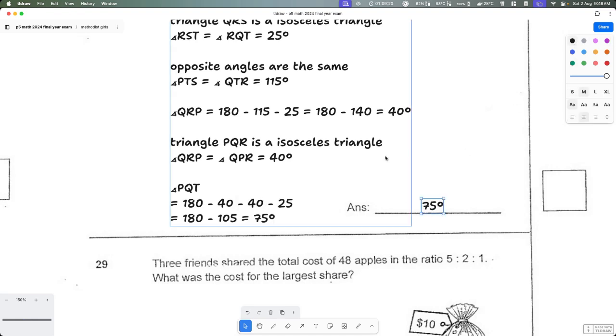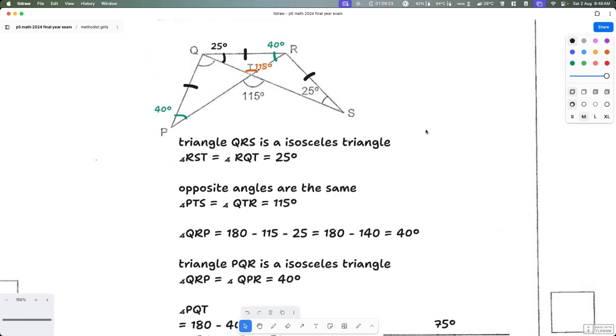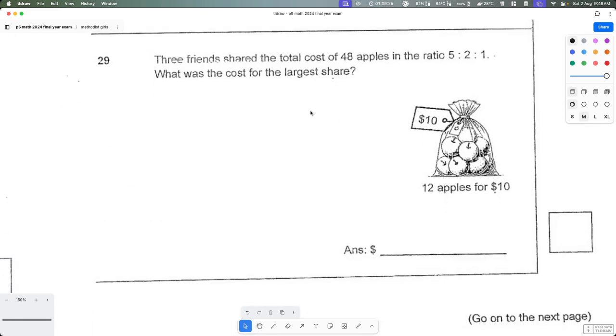All right, so that's it. And then we can go to the last question.